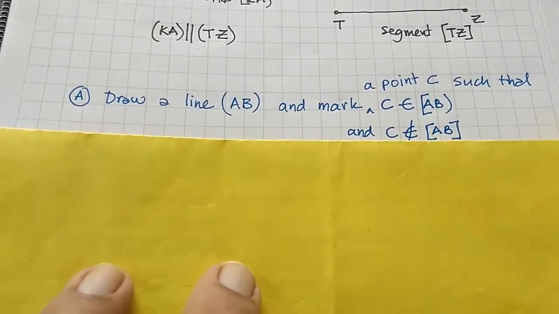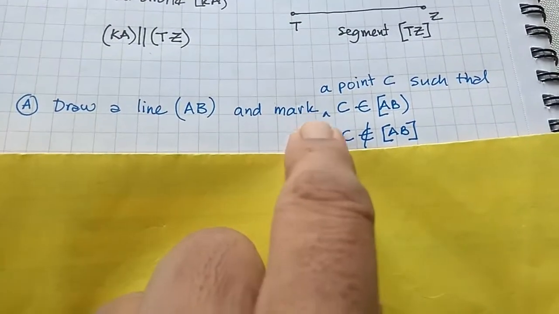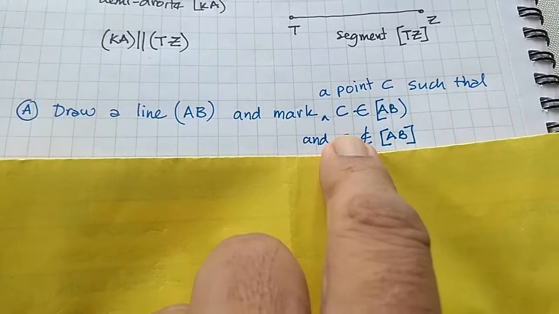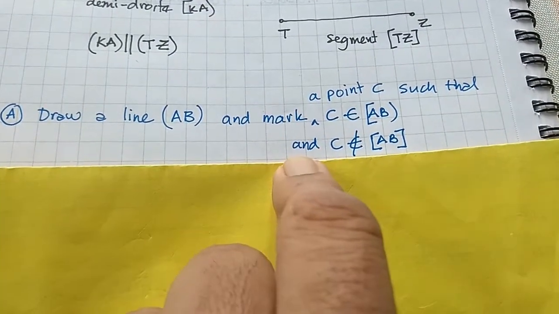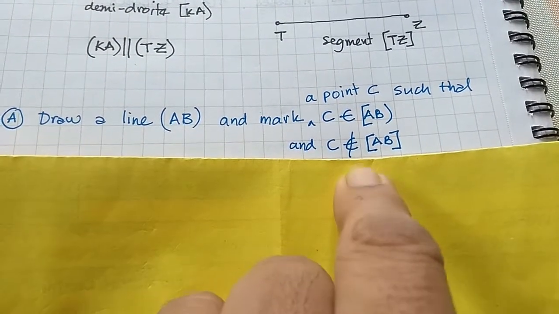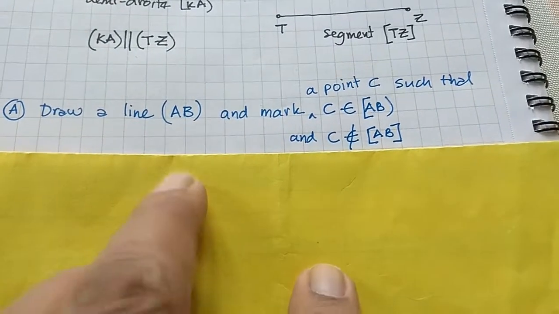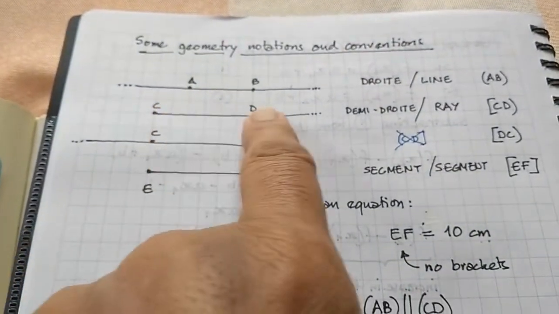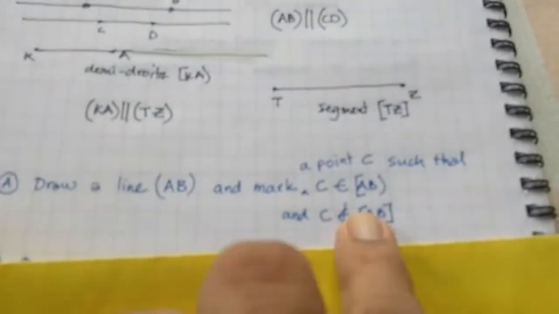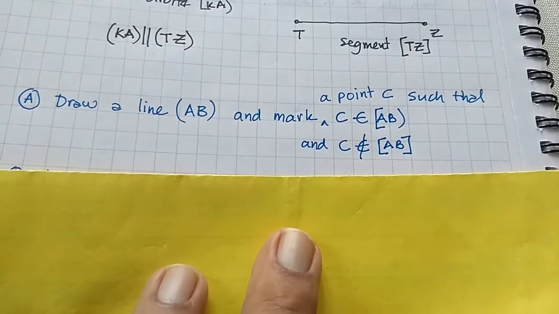So now the first video homework: draw a line AB and mark a point C such that C appartient à AB. Remember, this is in demi droite. And at the same time, C n'appartient pas à AB. So you have to draw line AB. You can just draw it like that, or as we have done at the top, and you have to mark a point C which satisfies these two conditions. Okay, that is problem A.